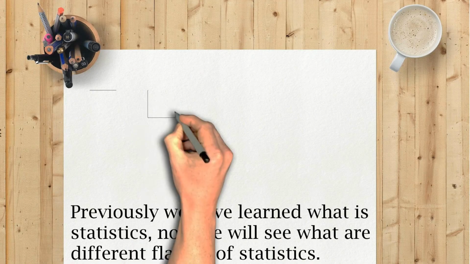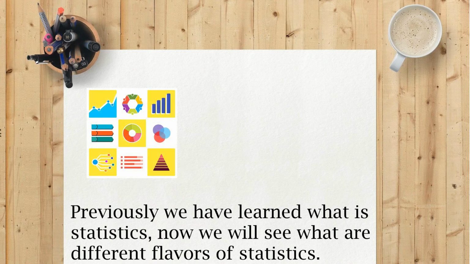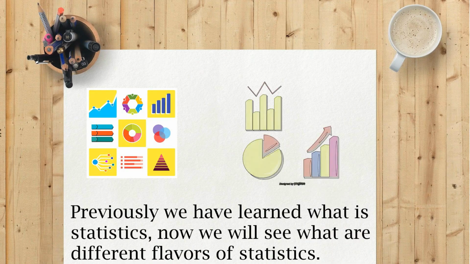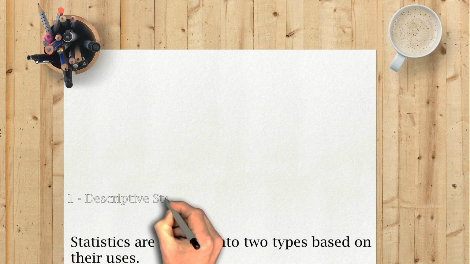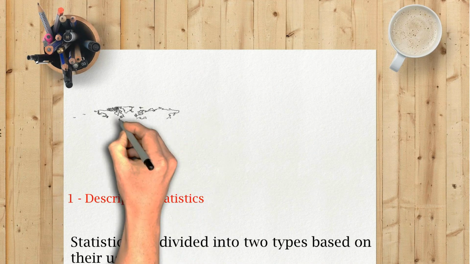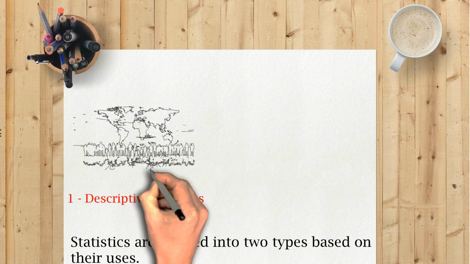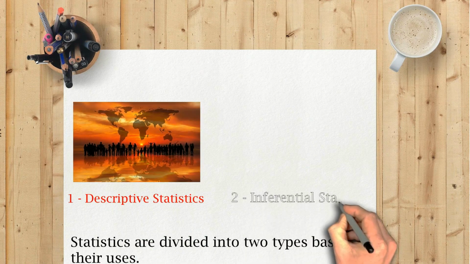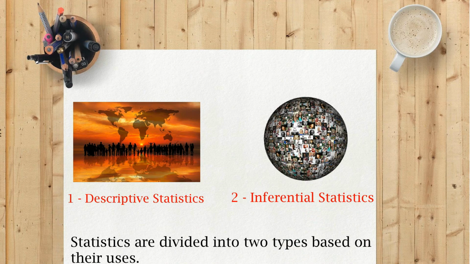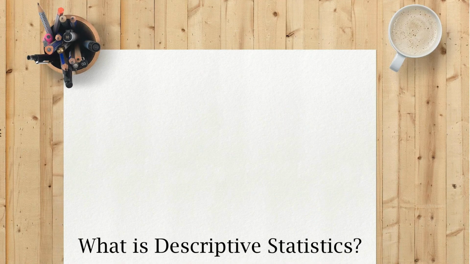Previously we have learned what is statistics. Now we will see what are different flavors of statistics. Statistics are divided into two types, based on their uses. 1. Descriptive statistics. 2. Inferential statistics. What is descriptive statistics?